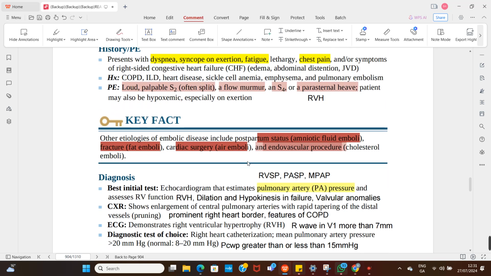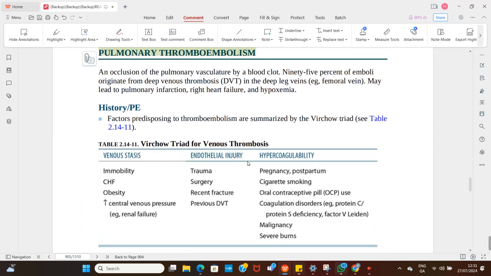Let us move on. So pulmonary embolism. This is just a condition in which you have occlusion of the pulmonary vasculature by blood clots. 90% of them originate from the leg veins. You have to know that. The major cause of PE is what? A dislodged DVT, right? And most of the DVTs occur in the deep veins in the lower part of the leg. But the ones that actually dislodge and cause the PE are the ones that are proximal. So the ones that you see in the femoral and the iliac veins. Very important you remember that. And it can lead to infarction, right heart failure and hypoxemia.